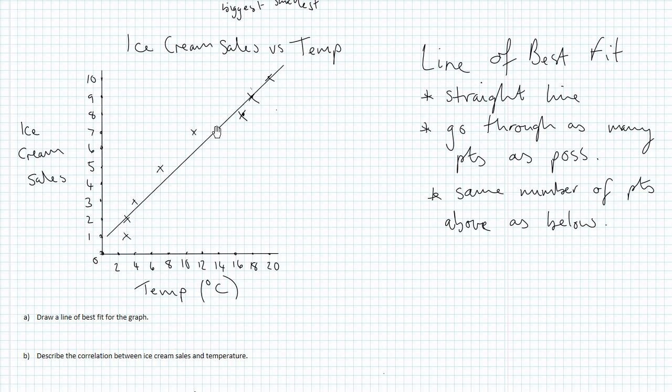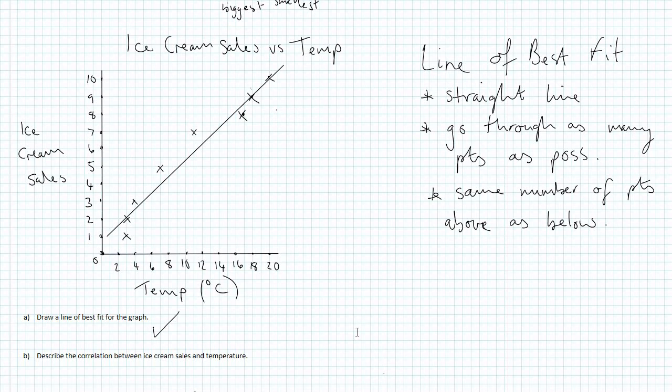Now let's have a look at that. So that's going through 1, 2, 3 points there. I've got 1, 2 below and 1, 2, 3 above. Now because of that odd number of points, I'm not going to be able to make it any better than that. So that's fine, that's us done for the line of best fit.